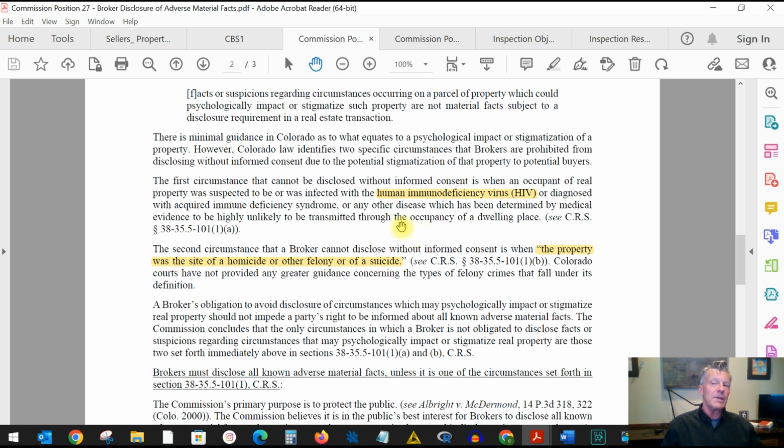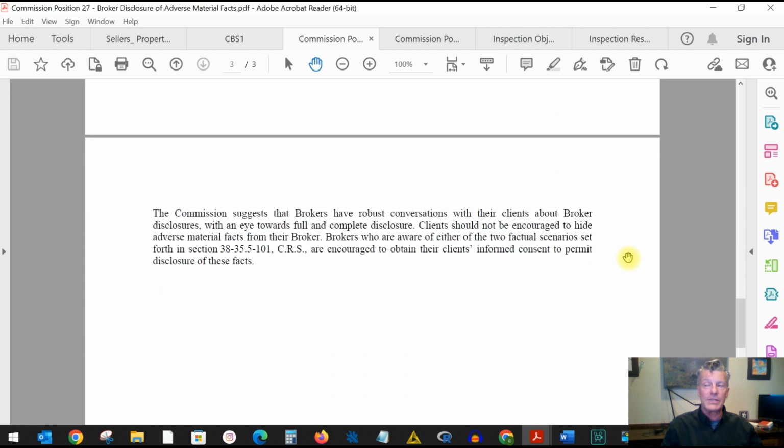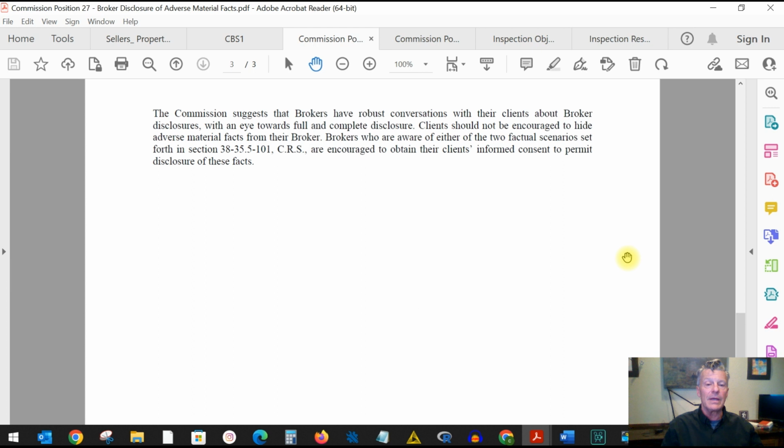We are specifically not allowed to disclose HIV if anyone in the home's ever had it, and if the property was the site of a homicide or other felony or a suicide. And so just be aware, there's stuff that actually we're not allowed to talk about because it could stigmatize or harm the value of that property.